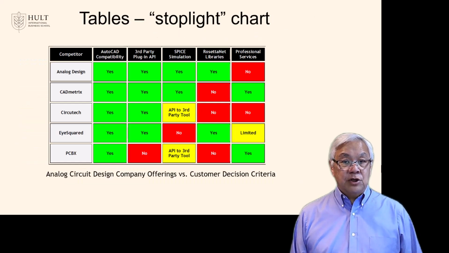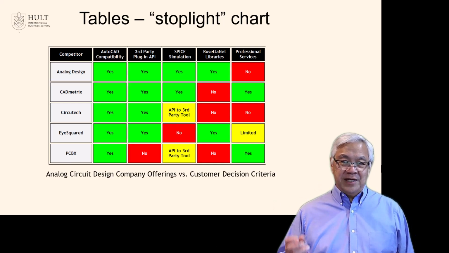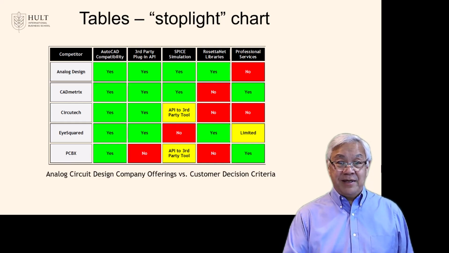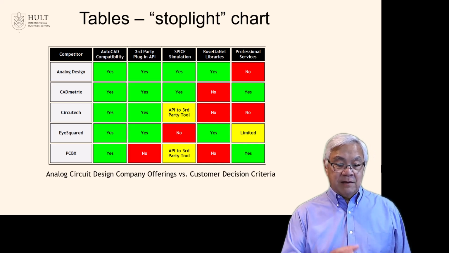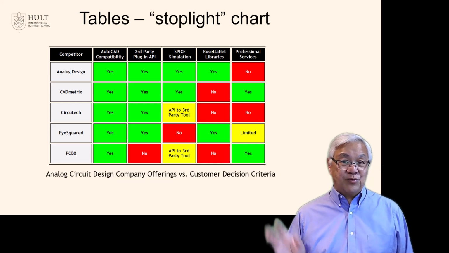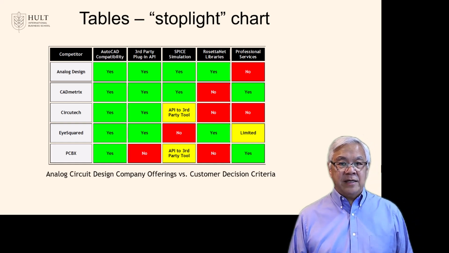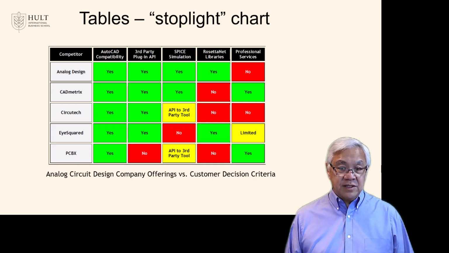Next, consider using what we call a stoplight chart, because our minds are used to a stoplight. Green means go, yellow means caution, red means stop. So here we look at this and green means good. Same thing. AutoCAD capabilities, third-party plugins, these are attributes, and then the competitors, Analog, CAD Metrics, etc. Clearly, Analog Design has more green. This is an example of an effective and commonly used way to describe your competitive advantages and disadvantages. Again, using colors in a chart to make it easily understood.